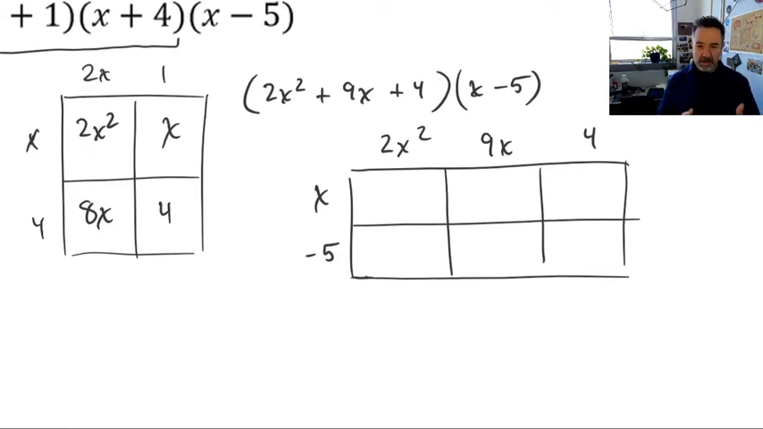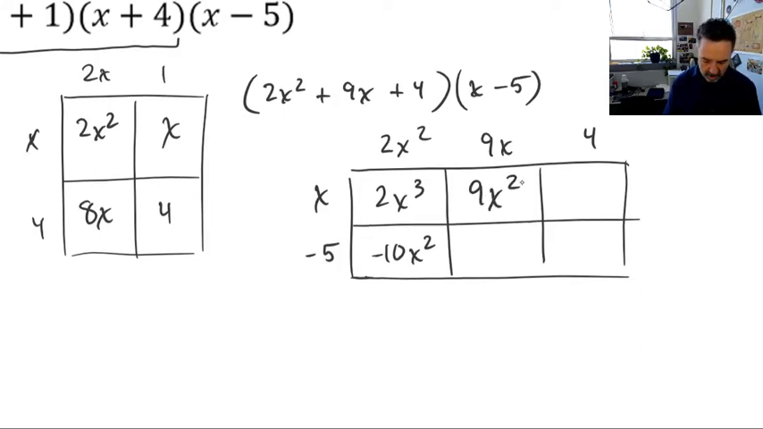I find the area of each of those individual rectangles, and then I can combine the like terms. So x times 2x squared is 2x to the third. Below that, I have negative 10x squared. To the left and up above, I have x times 9x, which is 9x squared. Below that, I have minus 45x. 9 times 5 is 45, so negative 45x. To the right and above, I have 4 times x, which is 4x. And below that, I have negative 5 times 4, which is negative 20.